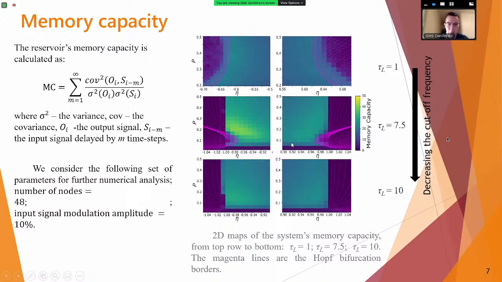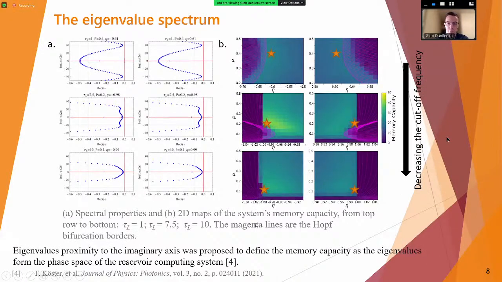Moreover, the maximum value of memory capacity is observed for a negative sign of the feedback strength for each tau_L. The area with the largest value of memory capacity is light green. The spectrum of eigenvalues for a stationary state was calculated for the maxima of memory capacity in each case.